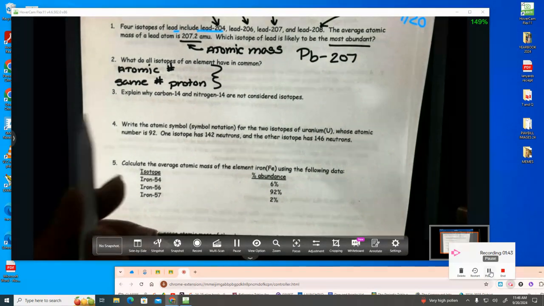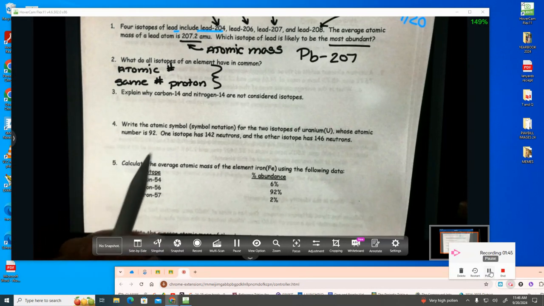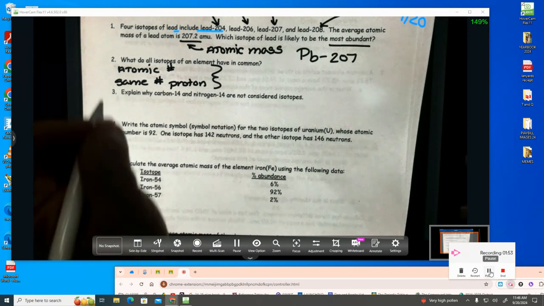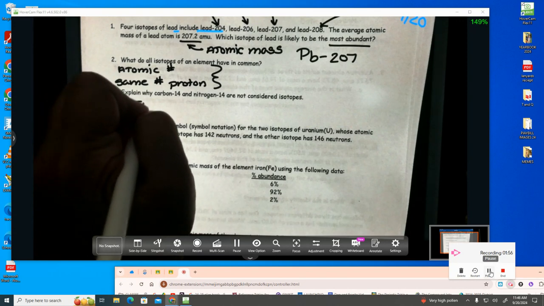All right, why are carbon-14 and nitrogen-14 not considered isotopes? Isaiah, hold on one second. Go ahead. Tell me why. Different number of protons. I love it. They have different numbers of protons.